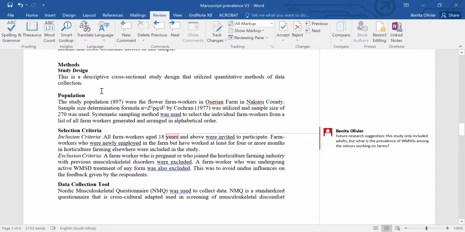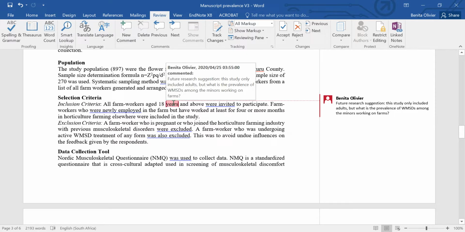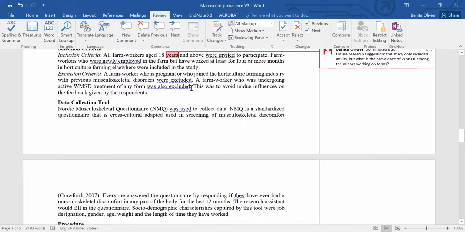light on? For example, in this study, we've included all farm workers aged 18 years and older. I'm thinking that in future studies, it will be worth looking at the 16 and 17-year-olds working on farms, and what risks they have of getting work-related musculoskeletal disorders. Then I just make a note there. I use the comment box: review, new comment, future research suggestion. This study only included adults, but what is the prevalence of work-related musculoskeletal disorders among the minors working on the farm? Then you move on and read through all of this.